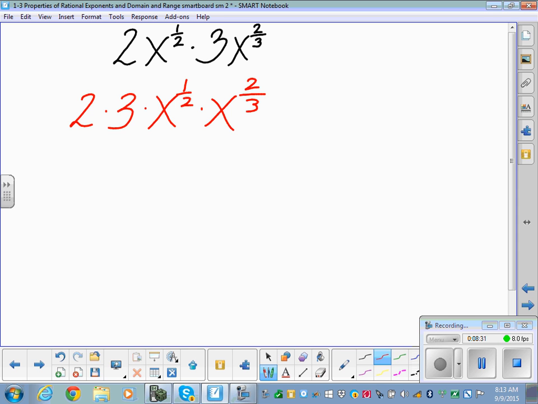Everybody okay with that? And then you say, what property of exponents am I using here? Well, I'm multiplying the same base, so I add the exponents. But it's only if you have the same base. So with numbers, you'll just multiply the numbers. 2 times 3 is 6.